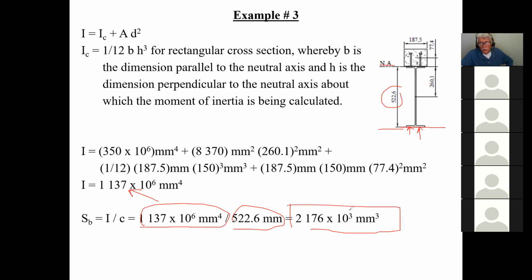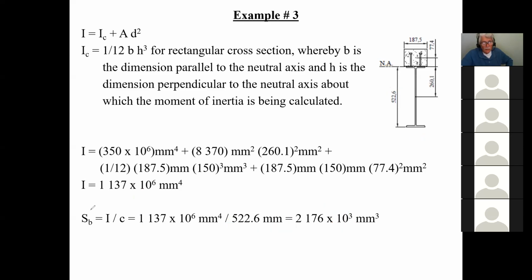And if you notice, I always put it in scientific notation. Now that I have my section modulus and I know my bending moment, I can actually calculate my stresses.